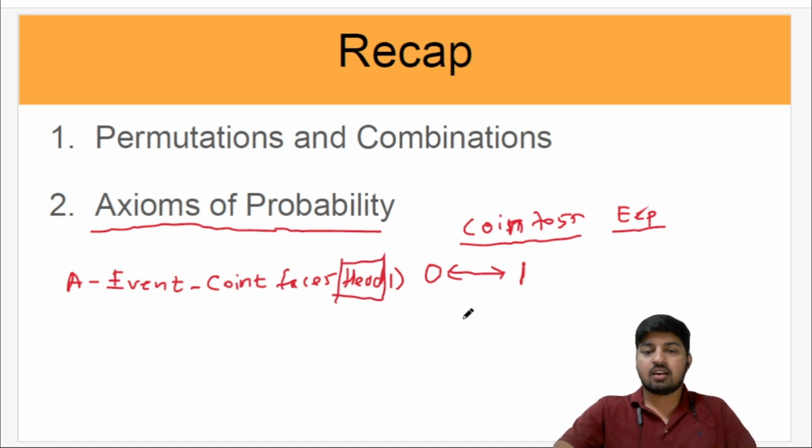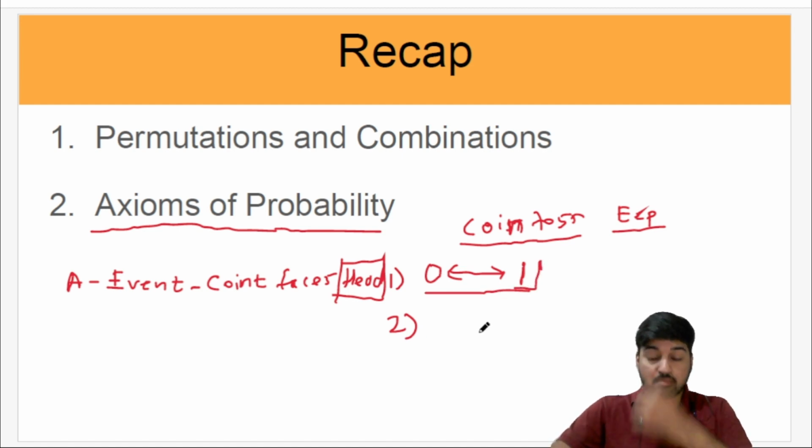This is just an example; for any experiment I can define n number of events even on this simple experiment. But the probability of any event cannot be greater than 1. So it must be between 0 and 1. Okay, what else have we seen? This is the first one: probability is between 0 and 1.